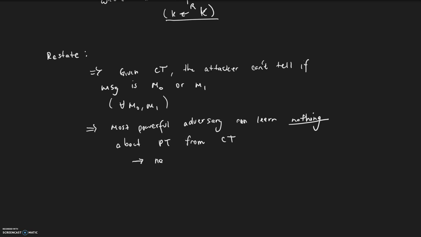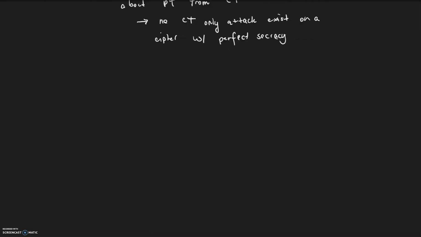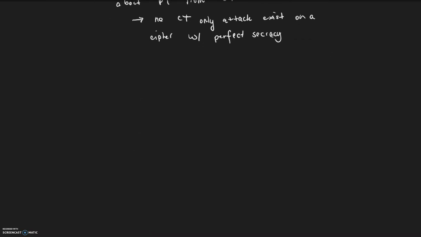So basically, what this proves is that no ciphertext-only attack exists on a cipher with perfect secrecy. But that doesn't mean, of course, that other attacks don't exist. Other attacks may be possible. So then the question becomes, can we build ciphers that actually have perfect secrecy?